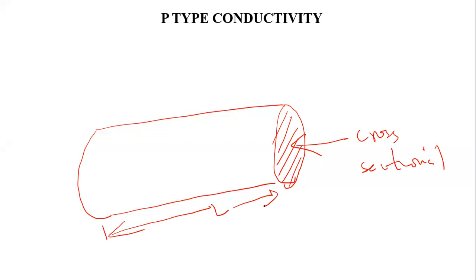So if you have a current I passing through this semiconductor, and if the cross-sectional area is A here, then the current density J is given as current per unit cross-sectional area. This is how we define a current density, current per unit area.